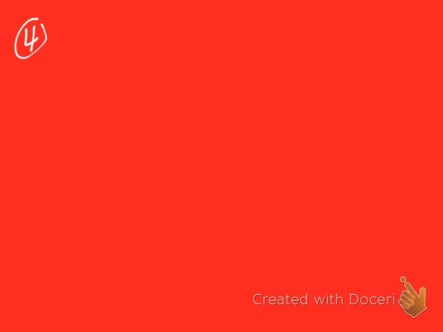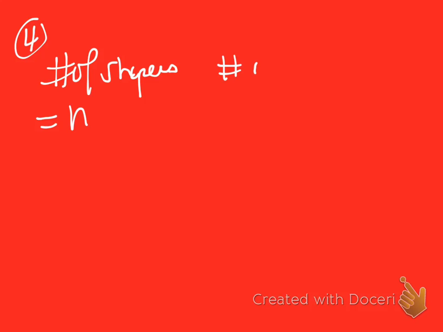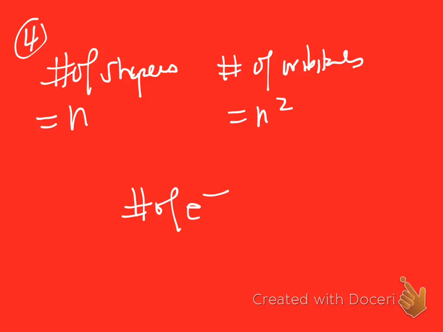Okay, number 4, how many electrons can exist on main energy level 5? To do this, you have to remember something. Number of shapes is equal to n. Number of orbitals equals n squared, and each of those orbitals can hold 2 electrons. So number of electrons is equal to 2 times n squared. That was the key piece that you had to remember. And so, of course, the answer for 4 is 50 electrons.